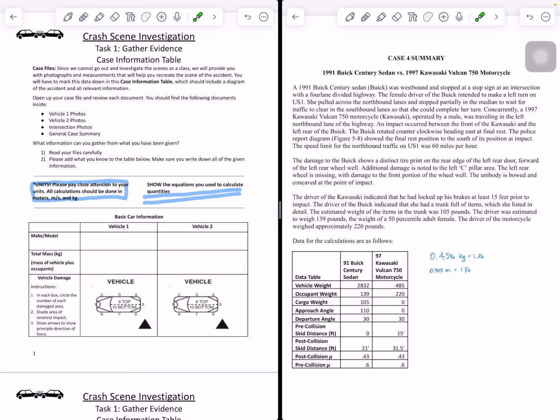So like I said, you're going to need to make sure that you have everything. To fill out my table, make and model is going to be the Buick Century. So you'll write that in there. And vehicle 2, I'm just going to say it's the motorcycle.